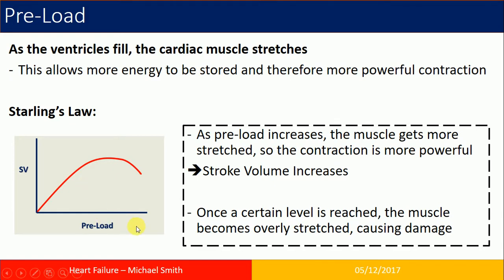Now, once you reach a certain level, the heart muscle begins to become overly stretched, and that means that it's damaged and therefore stops being able to pump blood as effectively. So you can see here, you've reached a certain preload and the heart muscle is now damaged, so it's unable to pump blood as effectively and the stroke volume begins to fall again.